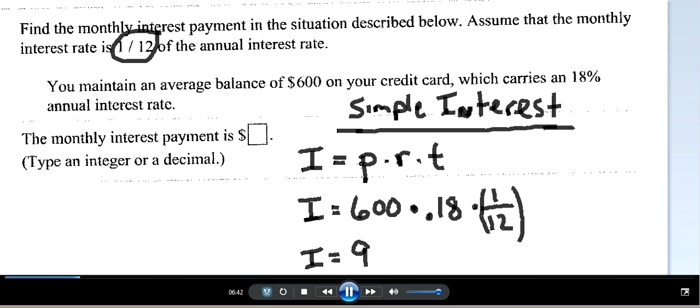And that's what you would pay on your credit card if it was 18% for the course of the year, $600 only. Okay, so the monthly interest payment is 9. If it were yearly, it would be 9 times 12. So that's the monthly interest that you're paying, which is 9. Okay, that was number 2.